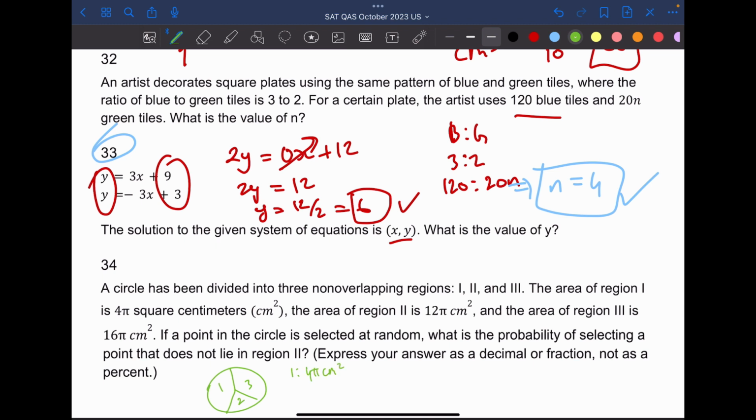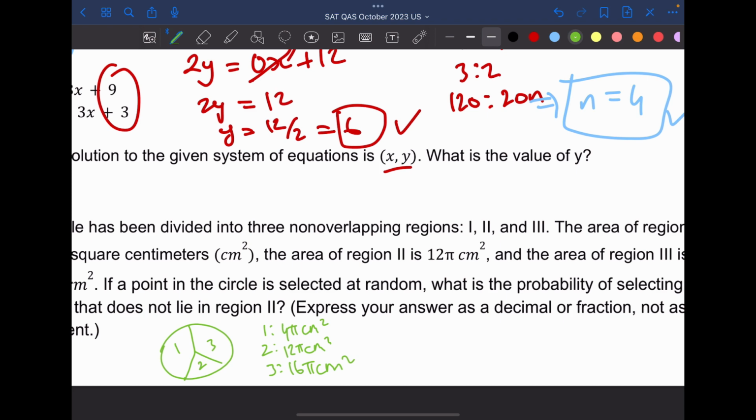The area of region 2 is 12 pi centimeters squared. So for 2, it's 12 pi centimeters squared. And then for 3, it is 16 pi centimeters squared. And then it says, if a point in the circle is selected at random, what is the probability of selecting a point that does not lie in region 2?